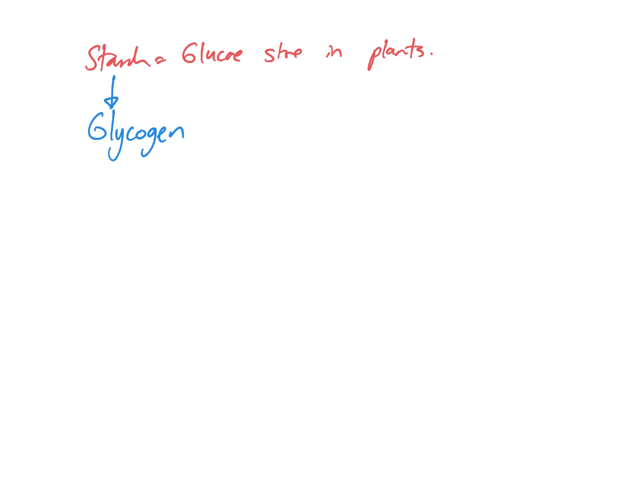So we've done starch. Just as a little reminder, starch is a glucose store in plants. We are not plants, okay? So we do not store glucose as starch. We store glucose, and all animals store glucose as glycogen. Fundamentally, they are the same things. So glycogen is a glucose store in animals.